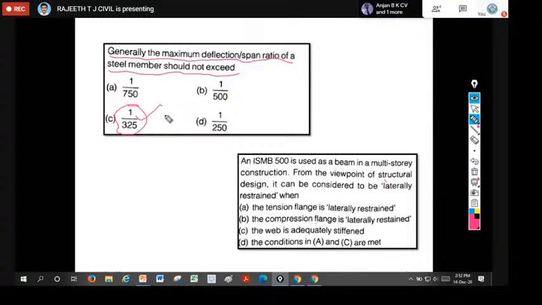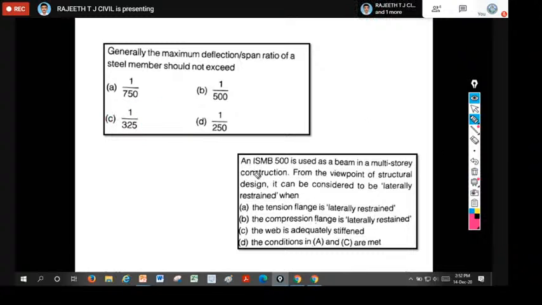So what is the maximum deflection to span ratio? Here it is 1/325. It should be satisfied. Otherwise, the finishing given in the structure will appear with cracks. Therefore, we should maintain this deflection to span ratio equal to 1/325.